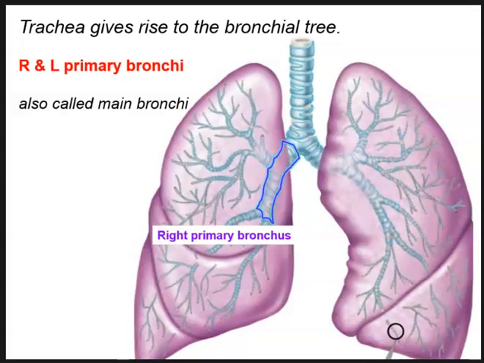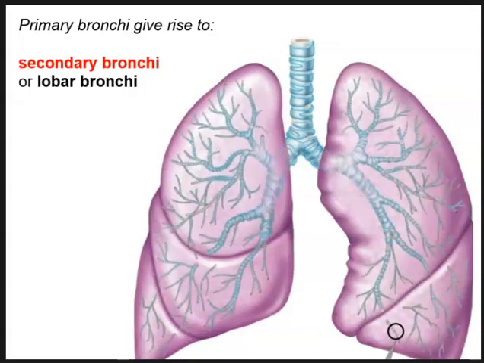So there is the right primary or right main bronchus. There is the left primary or left main bronchus. The primary bronchi will then give rise to our secondary or lobar bronchi. So these bronchi will go to the individual lobes of the lung.